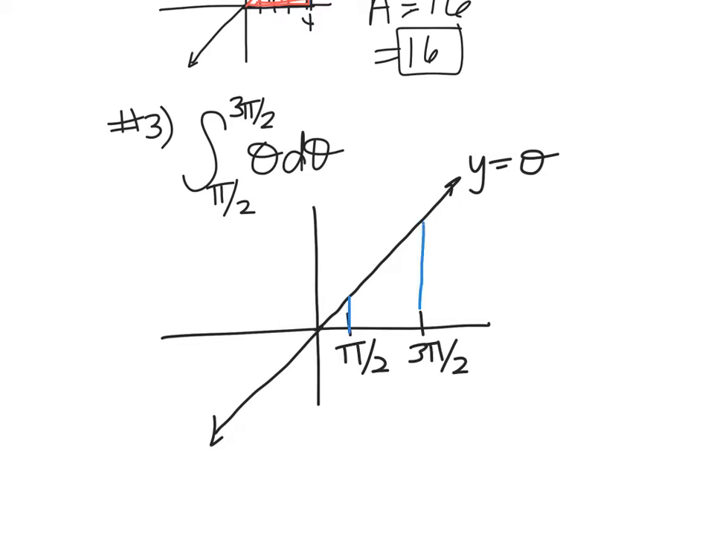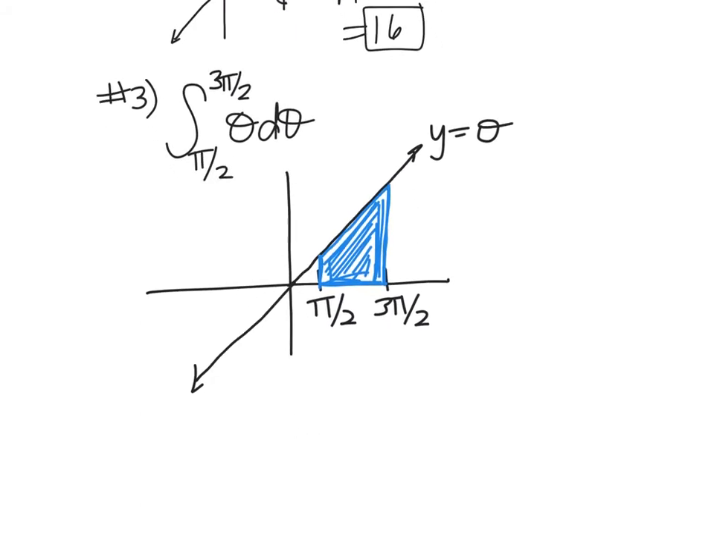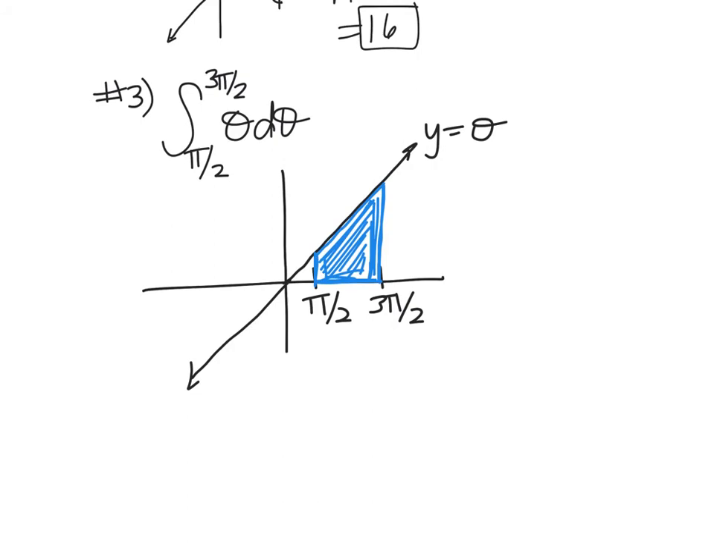What's that called? Is that a trapezoid? I think it is. It is a triangle on top of a rectangle, and you could do it that way. But it's a trapezoid, right? The whole triangle minus this little triangle. You could do that. That would be good. Yeah, I would do this.